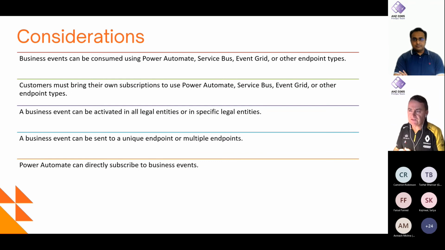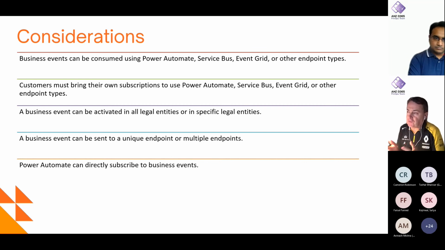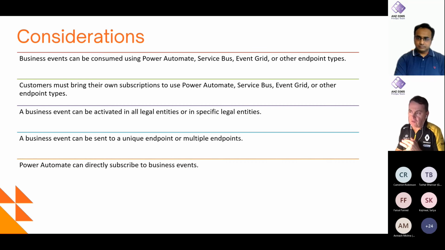A couple of considerations. Business events can be consumed by Power Automate, Service Bus, Event Grid, and a number of other endpoint types. It is important to note customers need to bring their own subscriptions to be able to access these tools. So they need to be suitably licensed for Power Automate, the Azure services such as Service Bus and Event Grid, and those other areas.